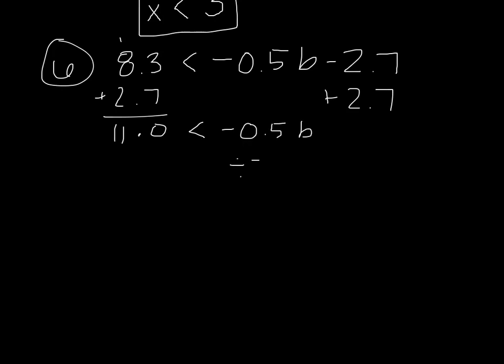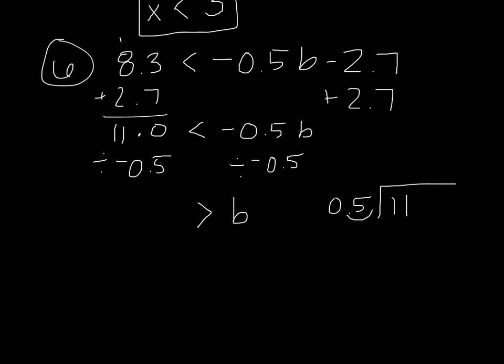Divide both sides by negative 5/10. Okay, so I have to flip my sign because I'm dividing by a negative. And I would get b on that side. 11 divided by 5/10. Move it over 1. So really what I'm doing is 110 divided by 5, sorry. I can get rid of this 0 here too, so it looks much better. Here we go.